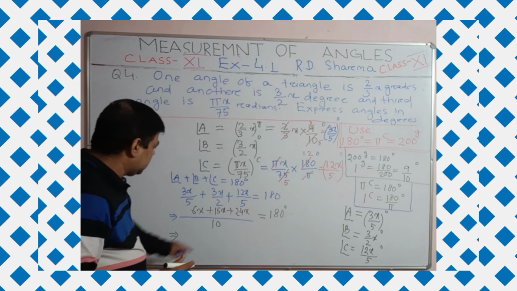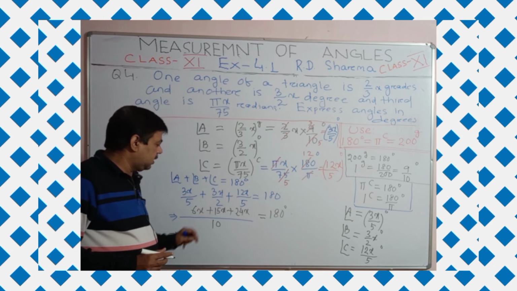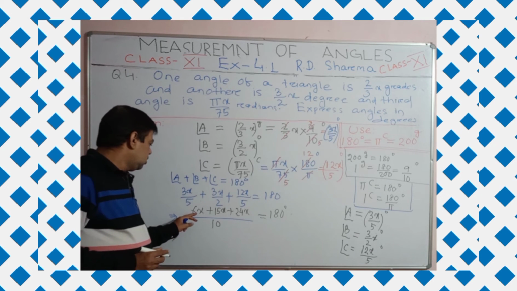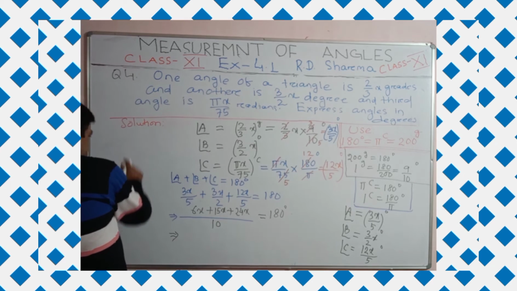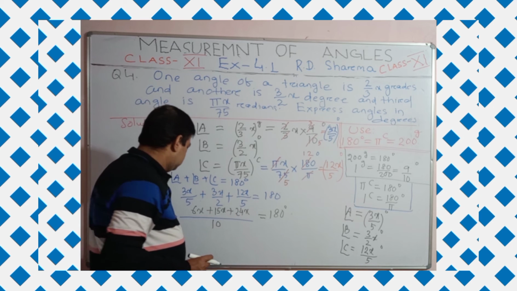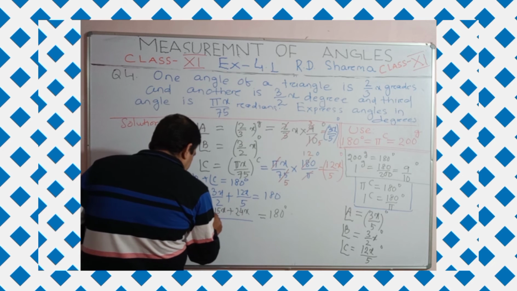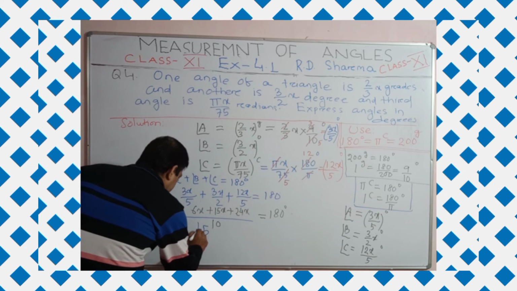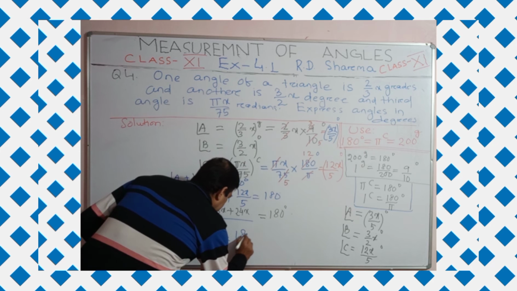Is it clear? See, once again check. 10 upon 5 is 2, 2 times 3 is 6x. 10 upon 2 is 5, 5 times 3 is 15x. 10 upon 5 is 2, 12 times 2 is 24x. So you see now, add here: 6x plus 15x plus 24x. 6 plus 5 is 11, 11 plus 4 is 15. 4 plus 5 is 9, 9 plus 6 is 15, carry 1, 2 plus 1 is 3, 3 plus 1 is 4, so 45x by 10 is equal to 180 degree. Yes or no?